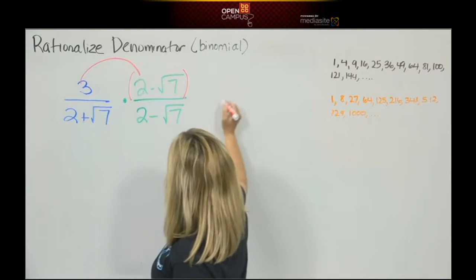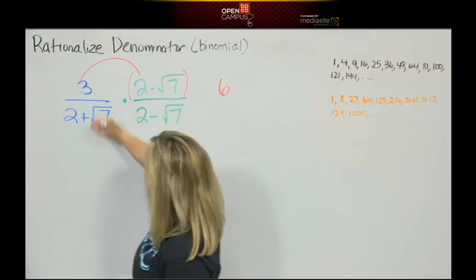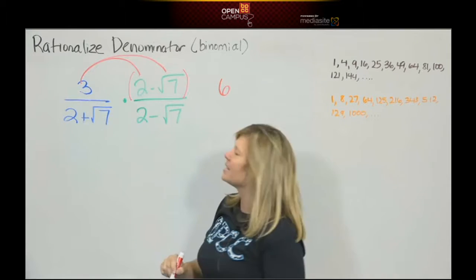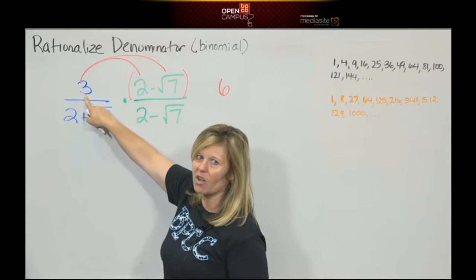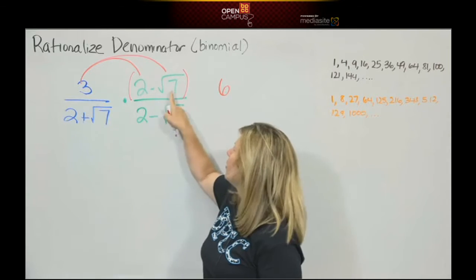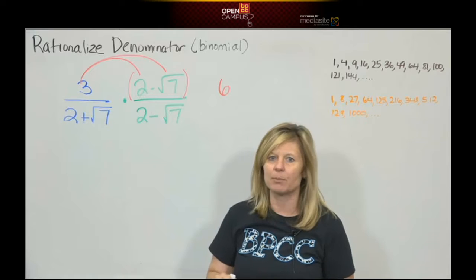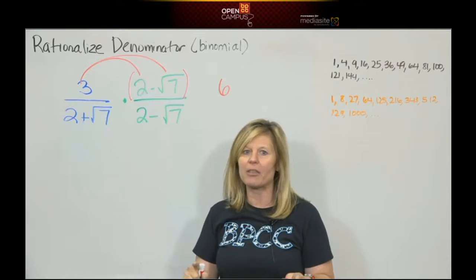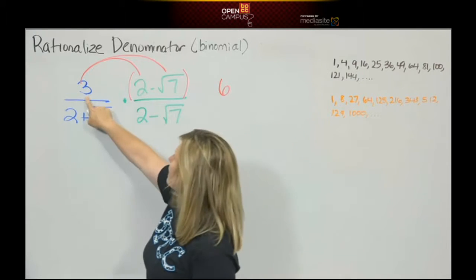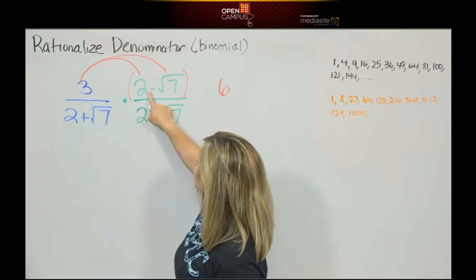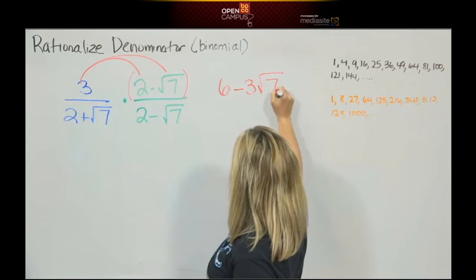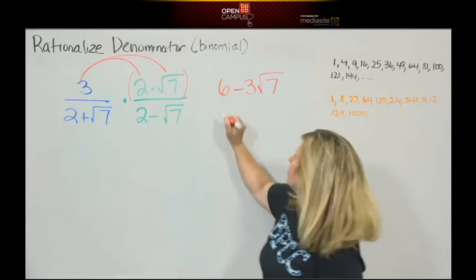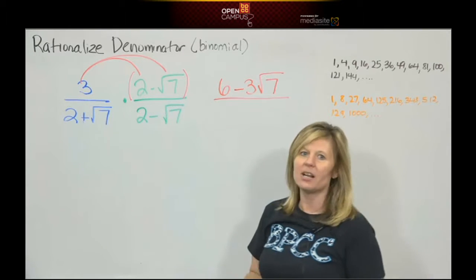3 times 2 is 6. 3 times a negative square root of 7. That 3 is a whole number. It's on the outside of the symbol. This 7 is inside the symbol. You cannot multiply them together and make 21. The 3 stays on the outside. So 3 times a negative is negative 3 square root 7. Now we're going to multiply the denominators.